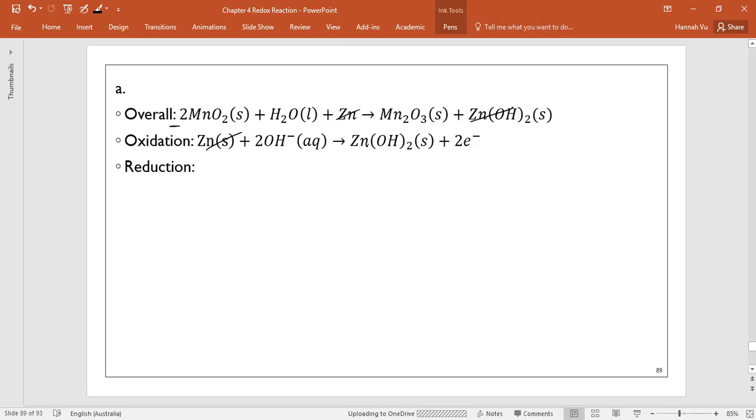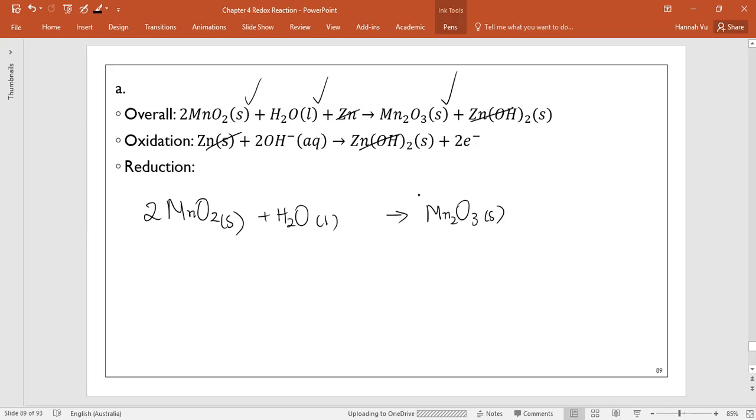The zinc hydroxide is going to cancel out. Anything that is in the overall, it's going to appear in the reduction. So I have to have 2MnO2. So all right, I've taken care of that. The H2O, which is not in the oxidation but is in the overall, has to also be from the reduction, and the Mn2O3 will also appear in the reduction.